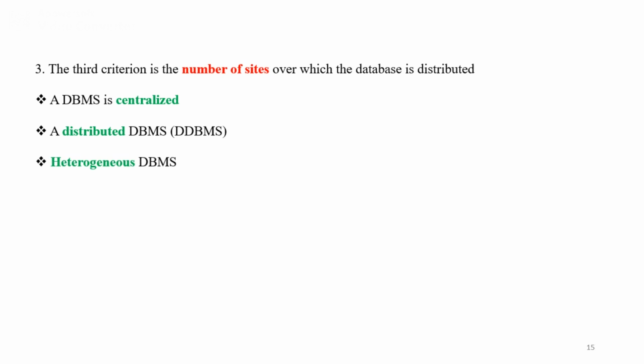Also, based on the number of sites criteria, the database can be classified as heterogeneous DBMS. A heterogeneous DBMS supports access to several databases. These are some of the classifications of the database management system based on several criteria. And the last criteria, the fourth criteria, is that based on the cost we can also classify our database management system.